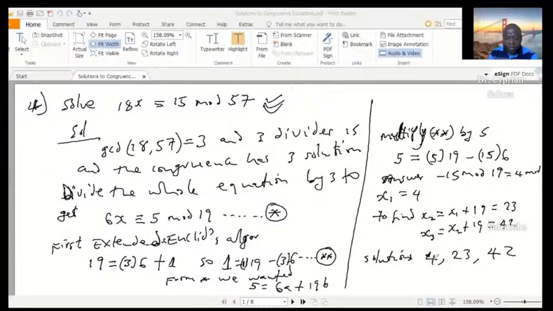So you check each one of them. If you have 4 times 18, the answer that you get divided by 57, will the remainder be 15? You can even check this, check that, and you will find that these are the 3 solutions.